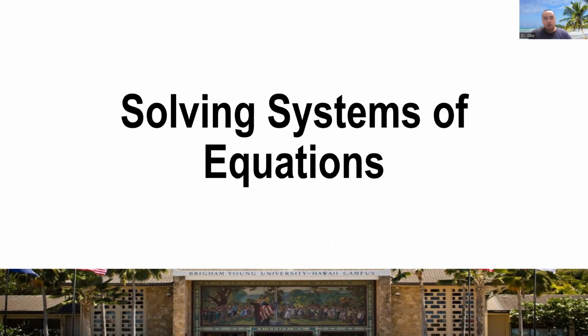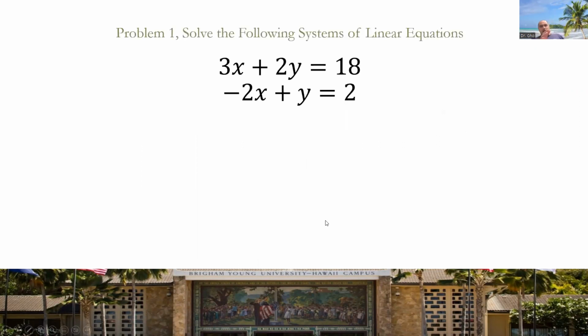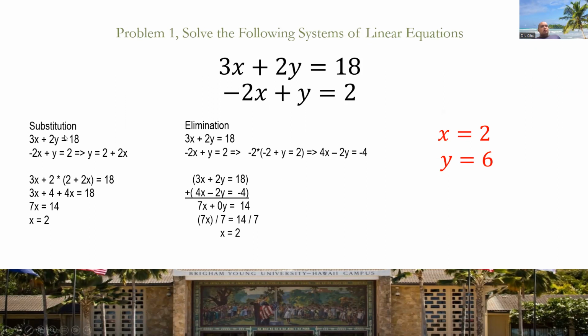I am going to go make a recording of the first lecture on solving systems of equations. Well, let's look at this first one. We have 3x plus 2y equals 18, and minus 2x plus y equals 2. There's a few ways we can solve this. We can use something called substitution, where substitution means you put one thing for something else.